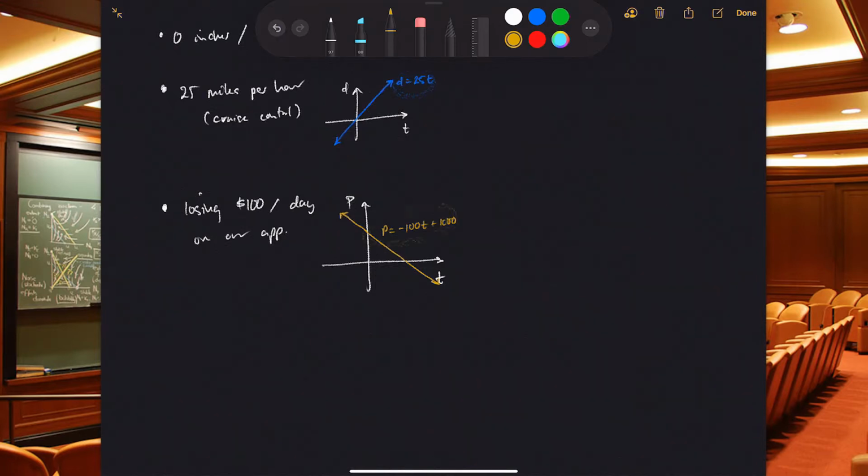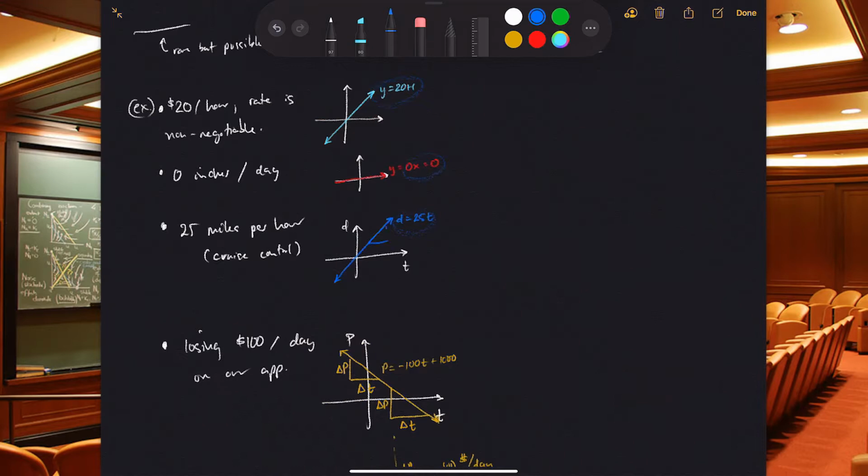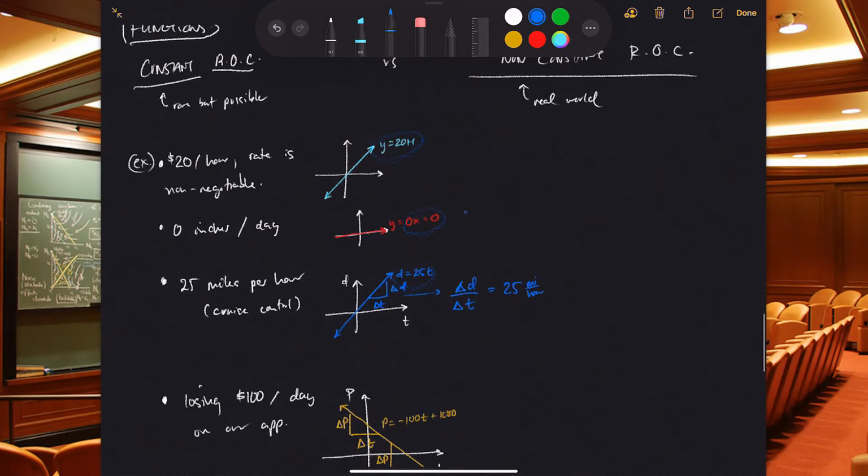Again, don't worry about where I came up with that, but you see that this is a decreasing graph, and the way that it changes, the change in P over the change in T, is the same wherever I go. It's always going to be negative $100 per day. And this here, the change in distance or the change in time, the average rate of change will always be 25 miles per hour. Same here and same here.